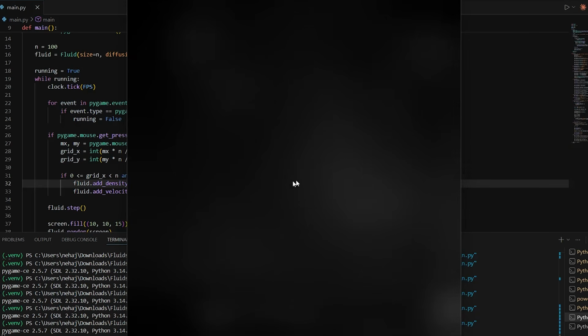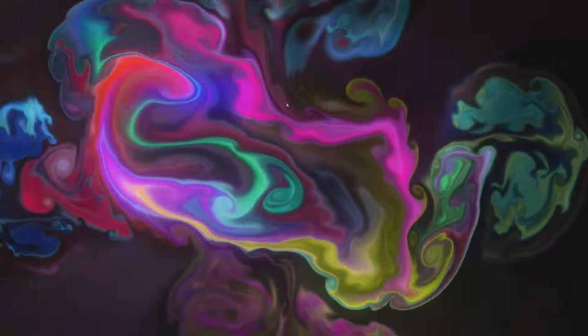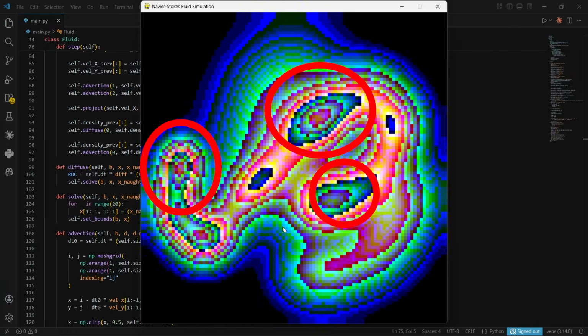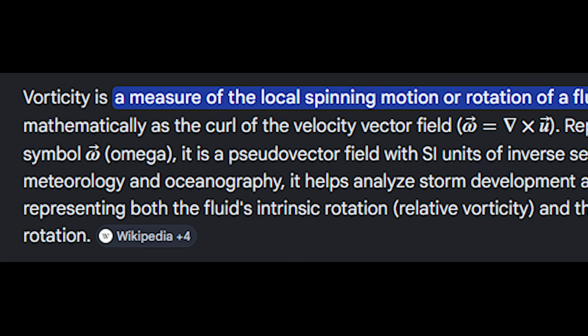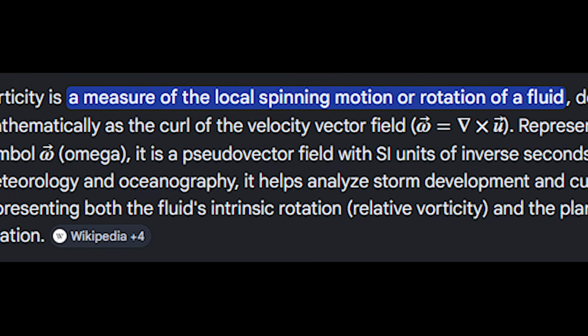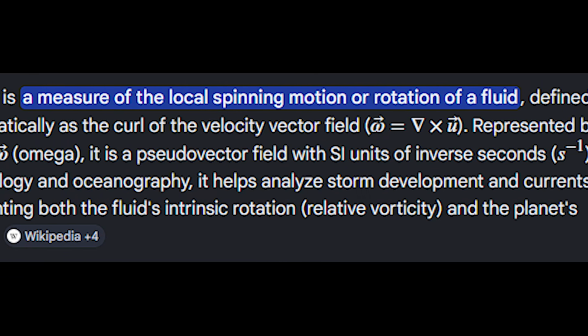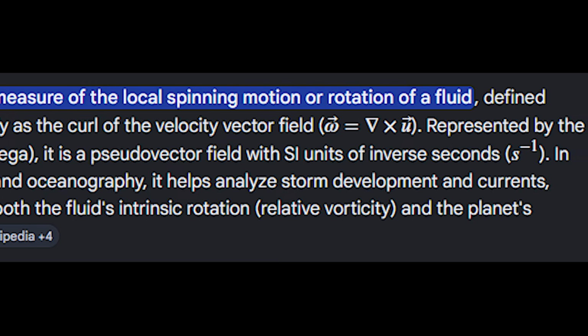Right now, our fluid is looking pretty nice, but it's still missing something. A real fluid would make swirls and intricate spinning patterns. To capture that, I needed to implement vorticity confinement. To recreate this behavior, we must detect where the fluid was spinning. In physics, this spinning motion is called vorticity. It measures how much a tiny region of fluid is rotating.